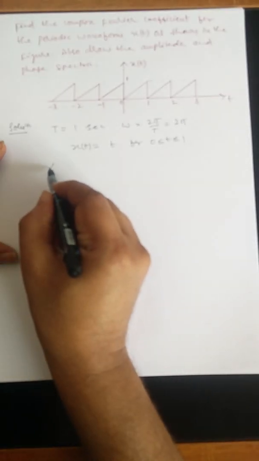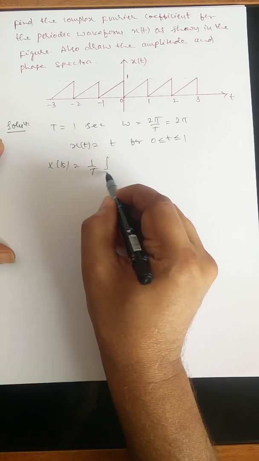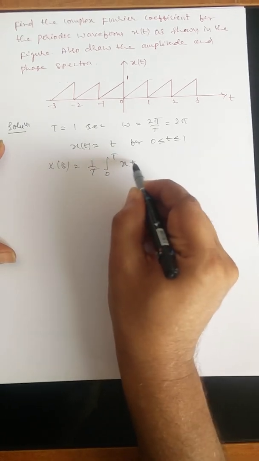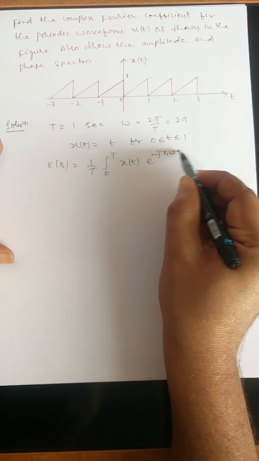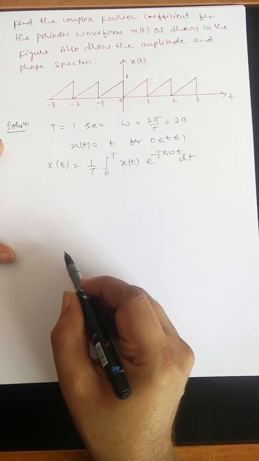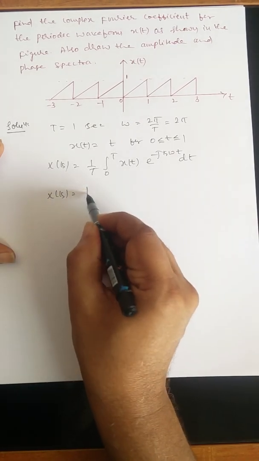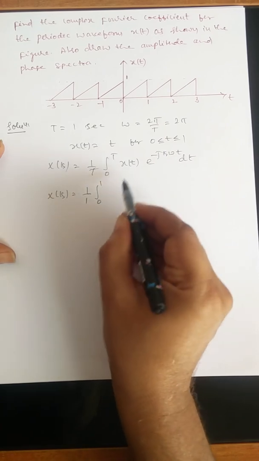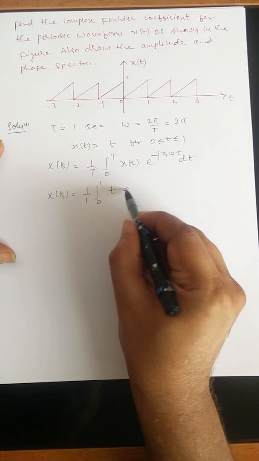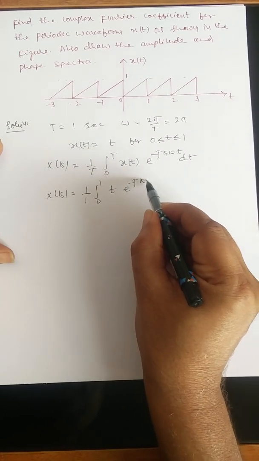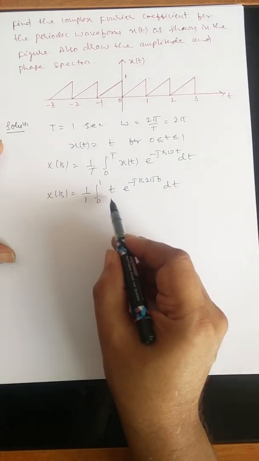Now what is the Fourier series coefficient formula? X of k is equal to 1 by T integral of 0 to T x of t e to the power of minus jk omega t dt. So X of k equals, T value is 1, that is 1 by 1 integral of 0 to 1, x of t is t in the fundamental range, e to the power of minus jk, omega is 2 pi, t dt. Now I need to integrate this.